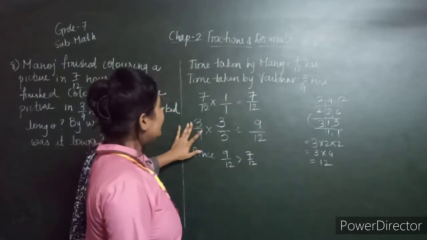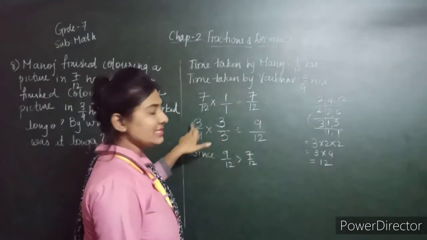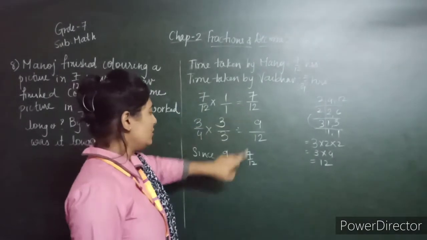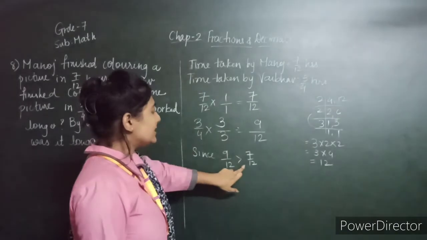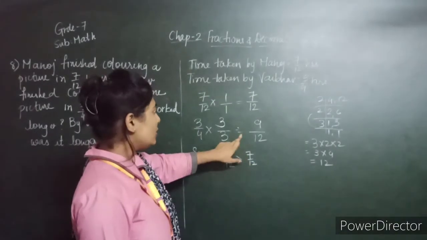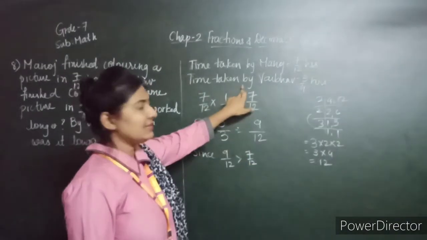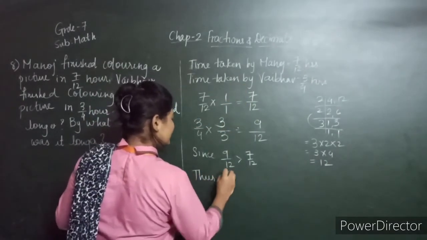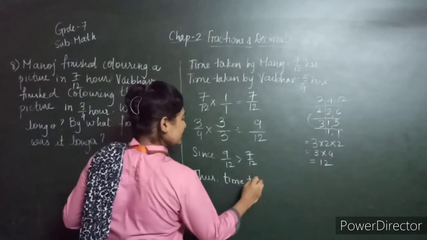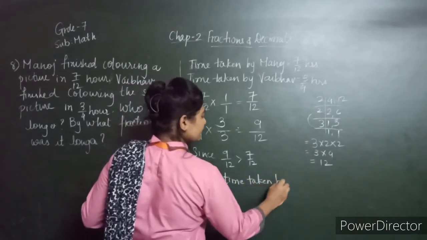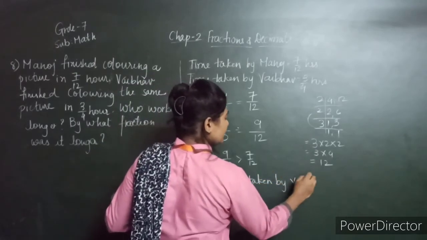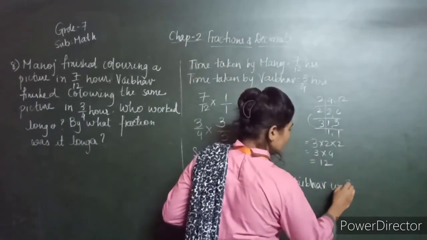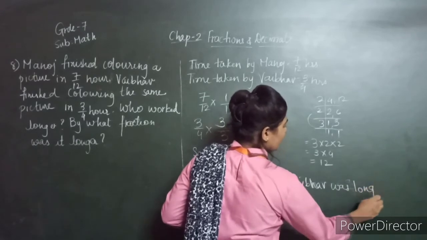So here the time taken by Vaibhav is 9 upon 12 and the time taken by Manoj is 7 upon 12. So 9 upon 12 is greater than 7 upon 12. So here who takes more time? That is Vaibhav. So thus the time taken by Vaibhav was longer.